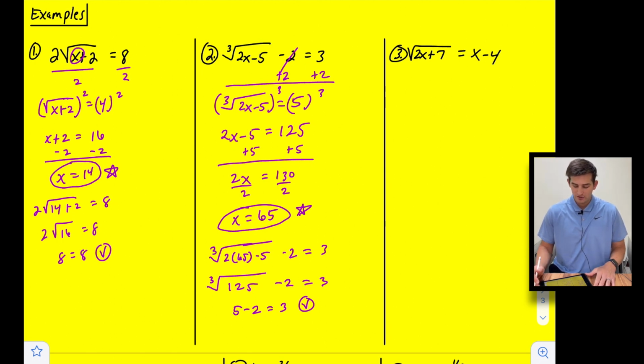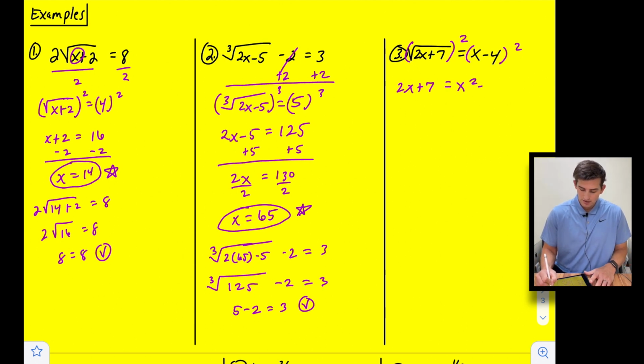All right, number 3, we have the square root of 2x plus 7 is equal to x minus 4. So there's no operations that we need to undo here because we already have this radical by itself. So I'm going to go ahead and square both sides. On the left, we just get 2x plus 7, but look what happens on the right. Now we have the square of a binomial, x minus 4. If we remember the square of a binomial pattern, we can FOIL this pretty easily. It's just going to be x squared minus 8x plus 16.